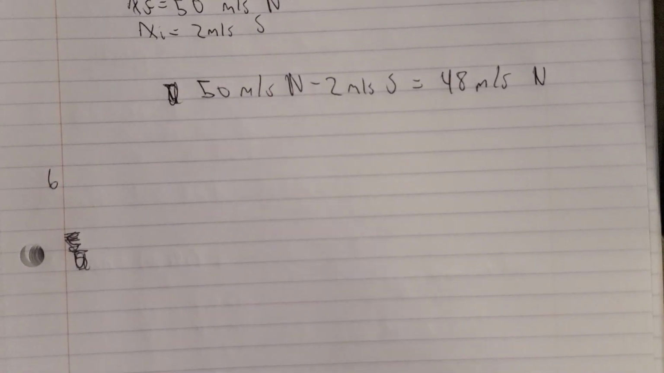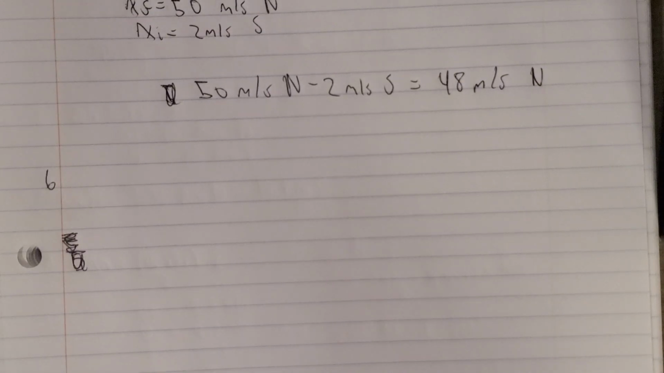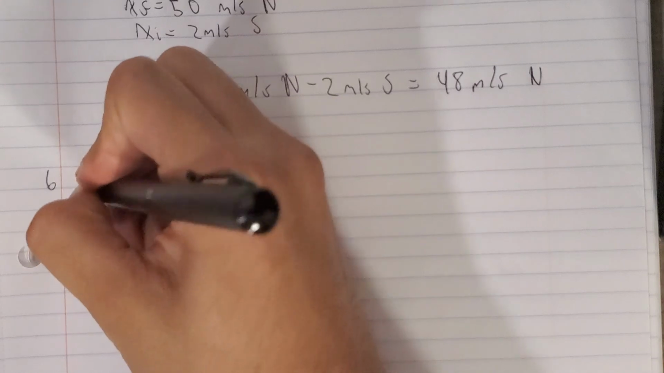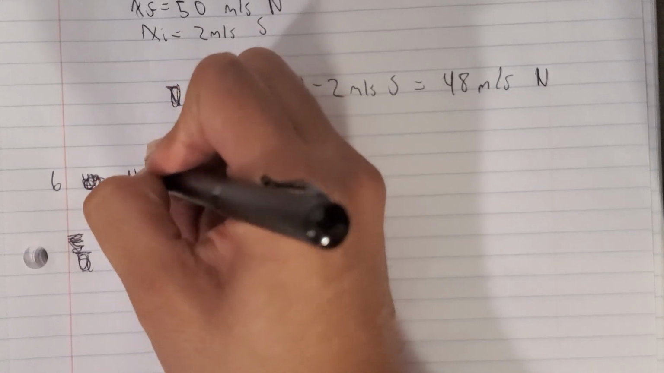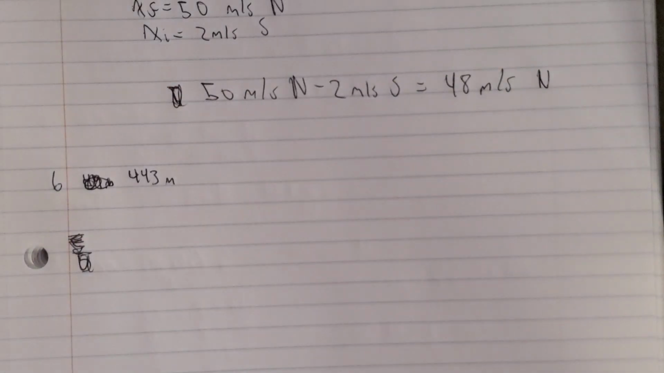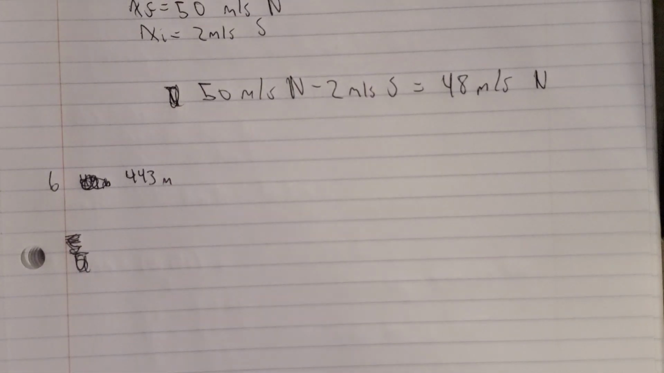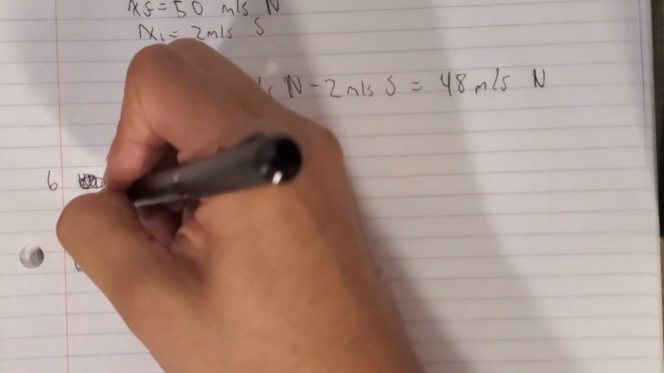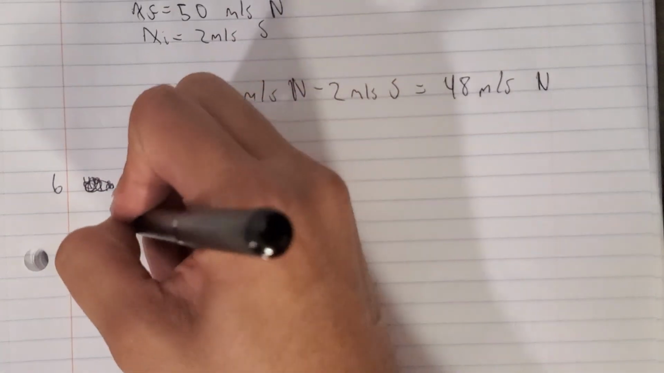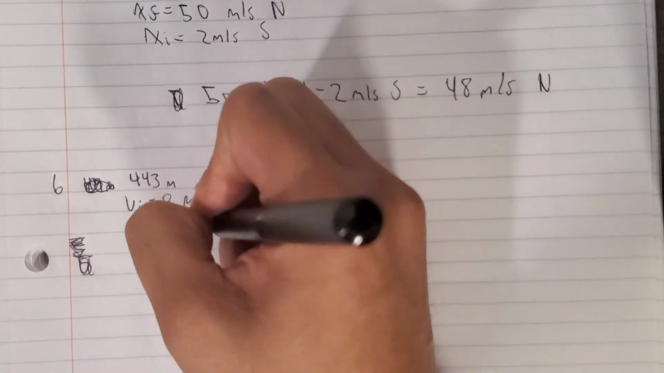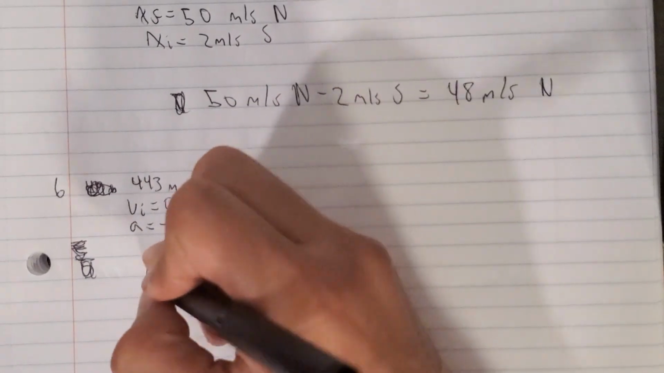One drops a penny from the top of the Empire State Building on the ground below. The height of the Empire State Building is 443 meters. How long will it take for the penny to strike the ground, assuming no air resistance? Remember that this is a free fall. So vi equals 0 meters per second. a is equal to negative 9.81 meters per second squared. And our formula is this over here.